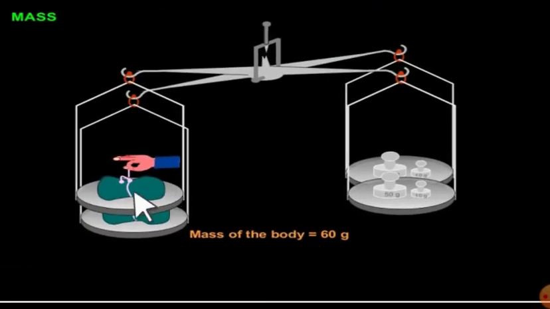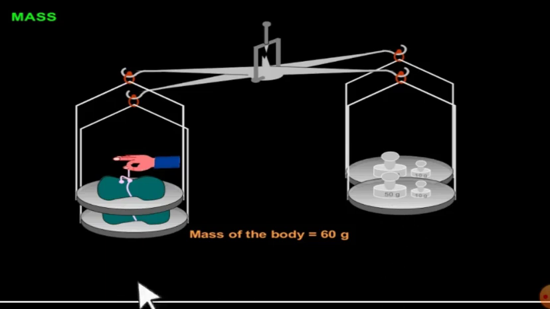If these two are of the same mass, then this physical balance will be in the equilibrium position. They are balanced. If this is lighter than this one, then this will be heavier, so it will pull more downward. Actually, this mass is experiencing a gravitational force toward the center of the earth. The same thing, this is also having the gravitational pull toward the center of the earth.